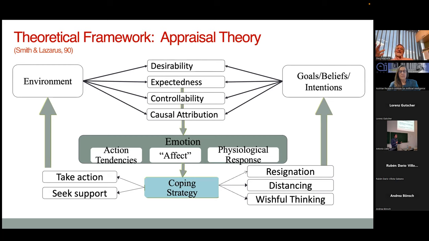Wishful thinking is to think that, you know, well, the world isn't going to be as bad as people think it's going to be. Things are going to get better. So in the hurricane scenario, people often engage in wishful thinking. Oh, the hurricane's not going to be so bad. I do not have to leave my house.